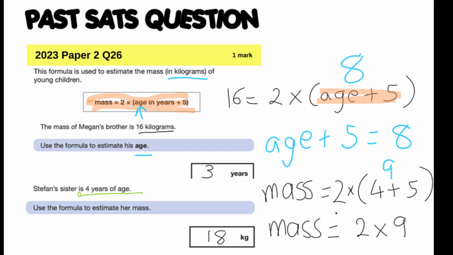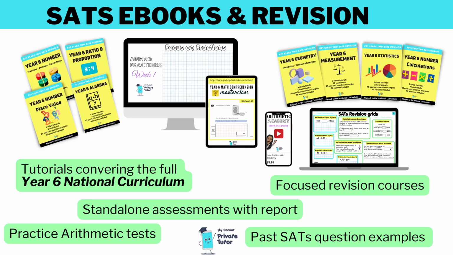Now let's just double check that if we wrote it out. So 18 kilograms, we're saying, is the same as 2 times, and then we are saying 4 years old plus 5. So 2 times 4 plus 5, 4 plus 5 is 9, times 2 is 18, and that is correct.